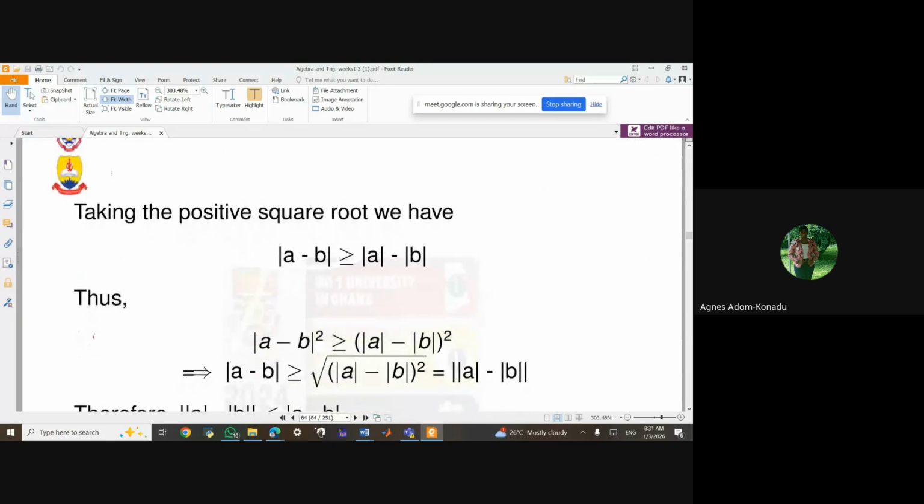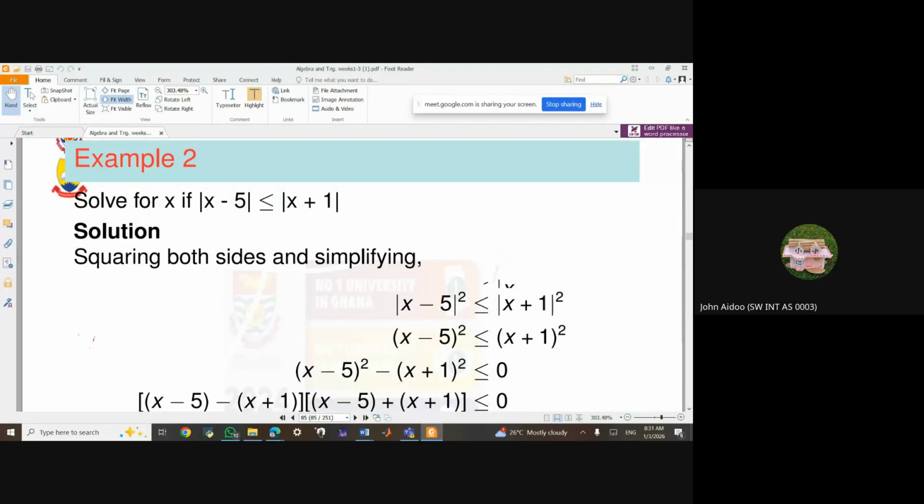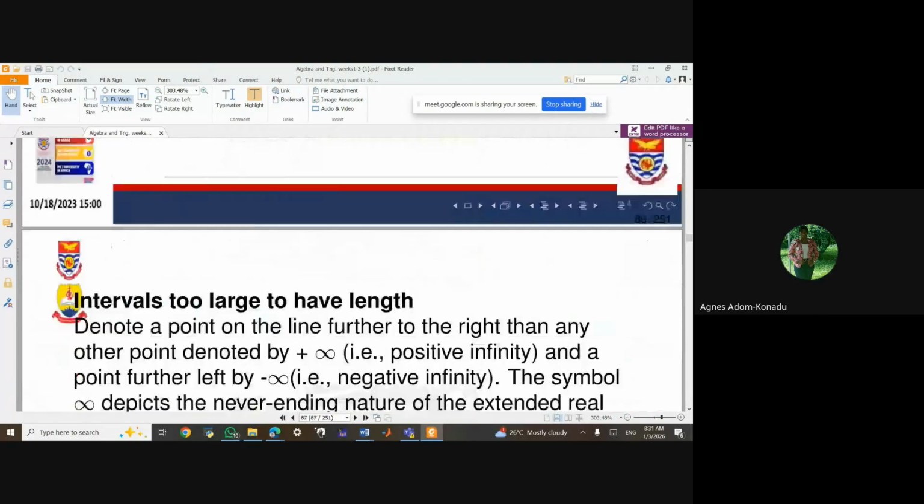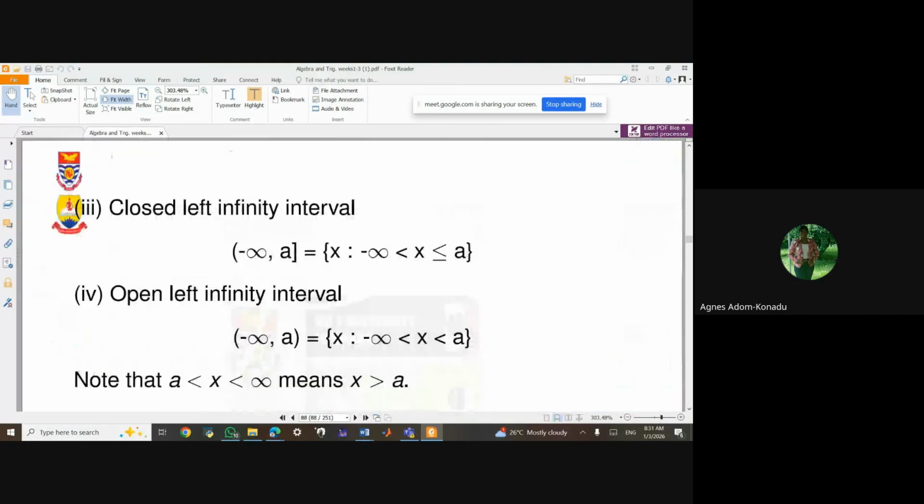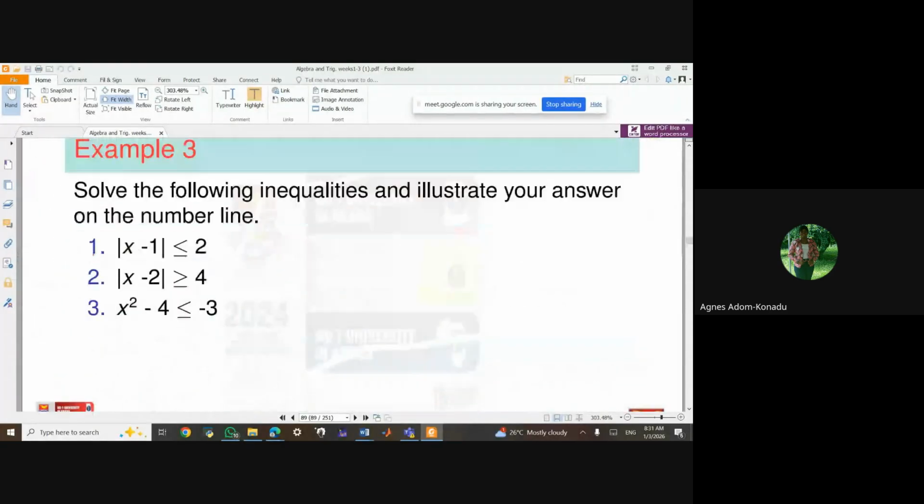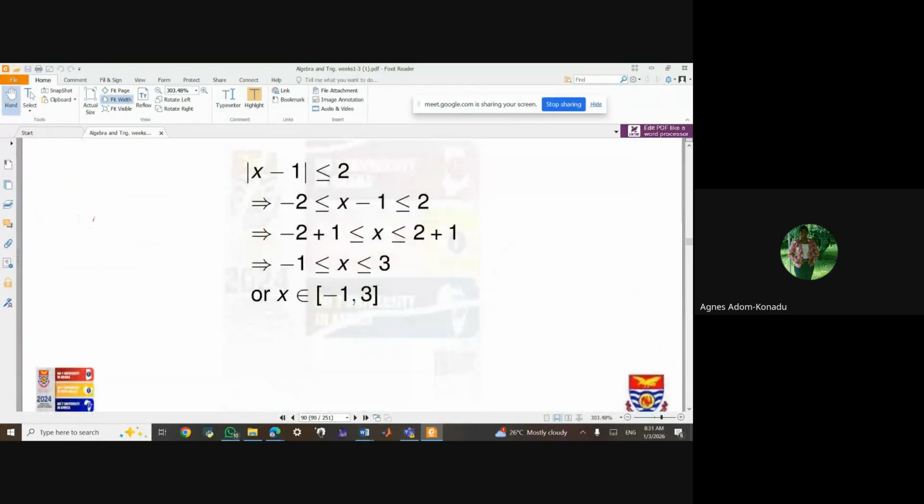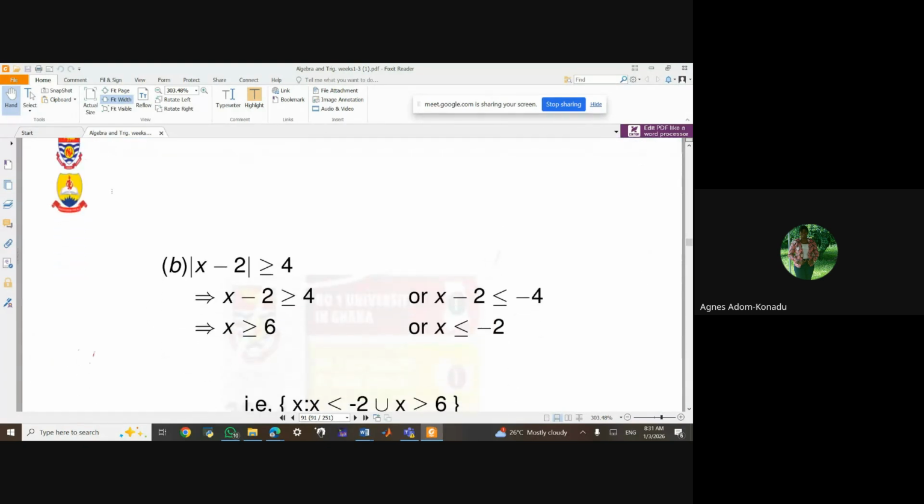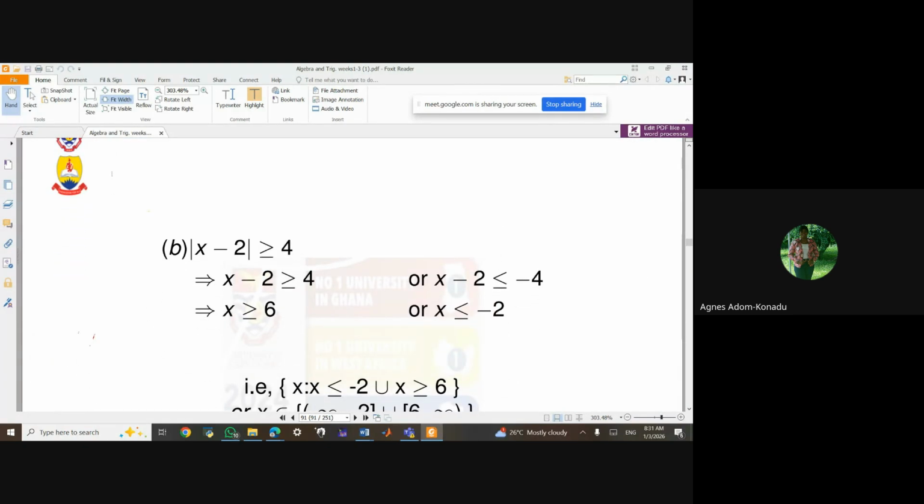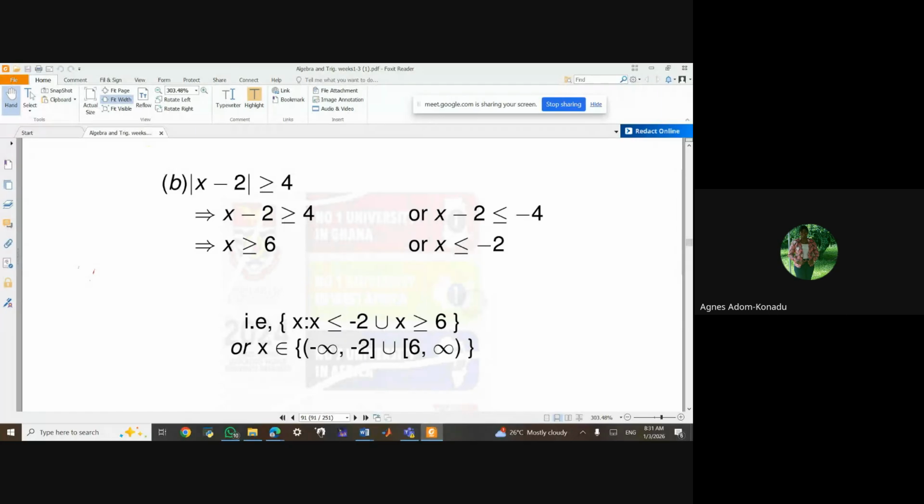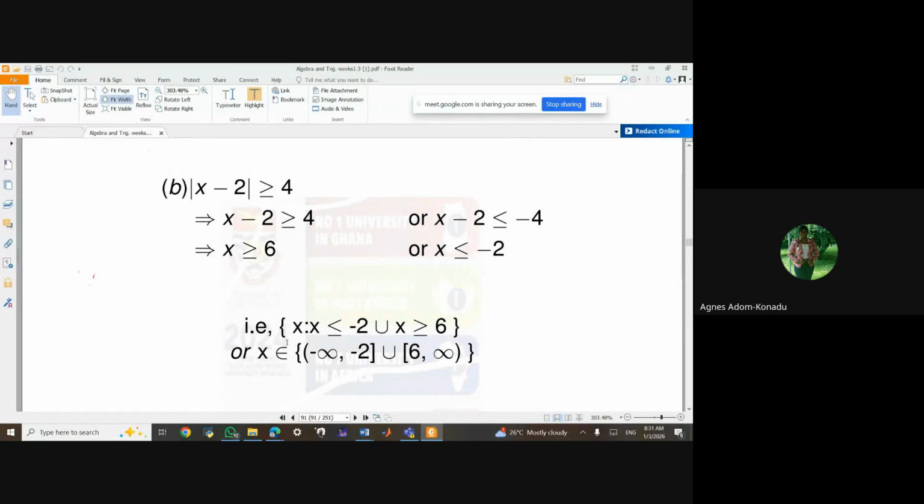Can we represent it on a number line? Yes, please. Okay, so represent it on a number line. Let's see what you get. Then when you finish, I'll also represent it on a number line. Okay, so you're going to get x greater than or equal to 6, and then less than or equal to negative 2. So you're going to write it as x such that x is less than or equal to negative 2 union x greater than or equal to 6.